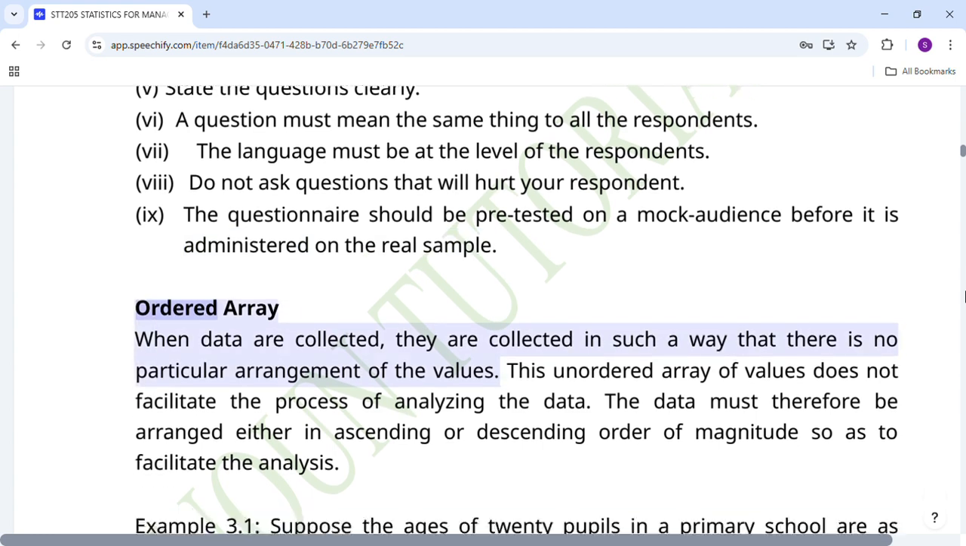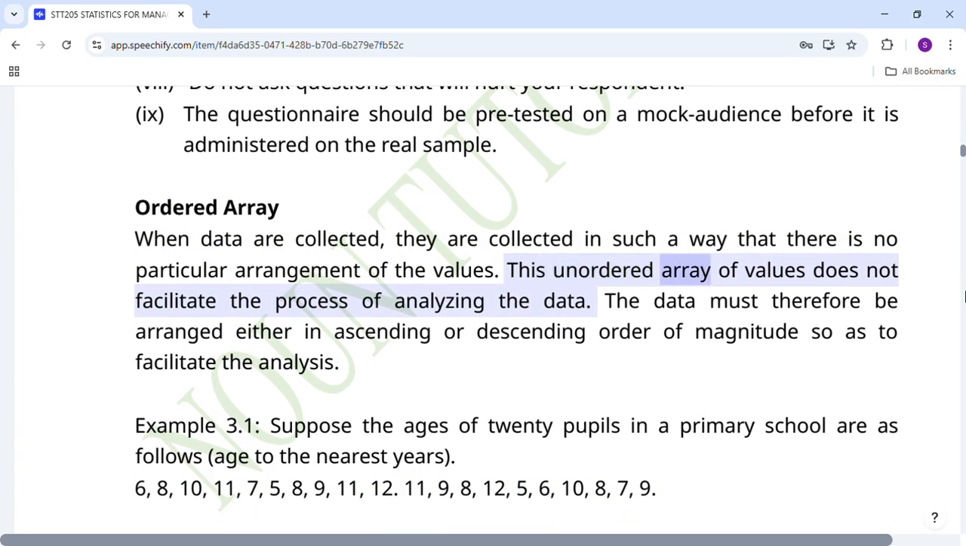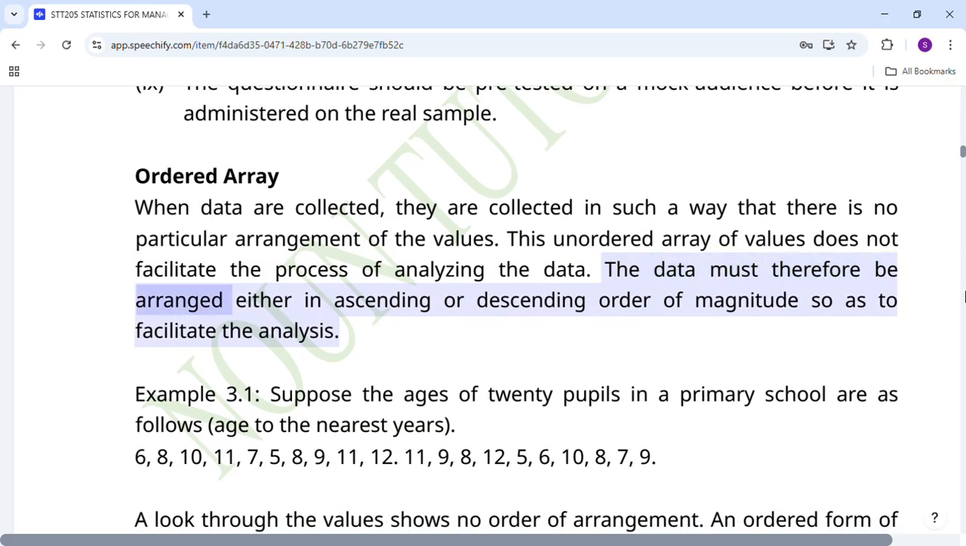Ordered array. When data are collected, they are collected in such a way that there is no particular arrangement of the values. This unordered array of values does not facilitate the process of analyzing the data. The data must therefore be arranged either in ascending or descending order of magnitude so as to facilitate the analysis.